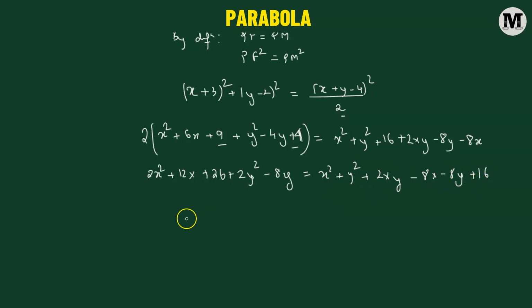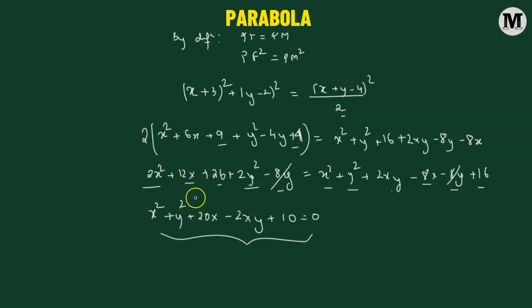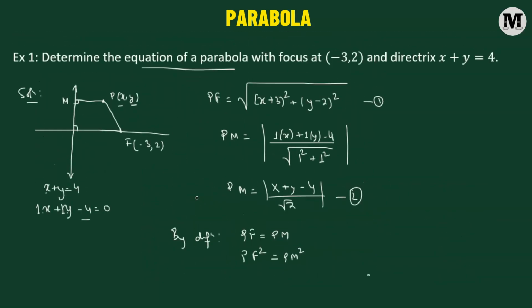Now we're going to combine all the terms. So 2x squared minus x squared will be positive x squared. 2y squared minus y squared will be positive y squared. Then we have 12x, which will be added with 8x, giving us 20x. Then we have negative 8y and negative 8y, so that gets cancelled out. And we have negative 2xy, so this is transposed to the left hand side. And then finally we have 26 minus 16, that corresponds to 10, equals 0. So this is the general equation of the parabola whose focus is at the point negative 3 comma 2, and the equation of the directrix is given by x plus y equals 4.